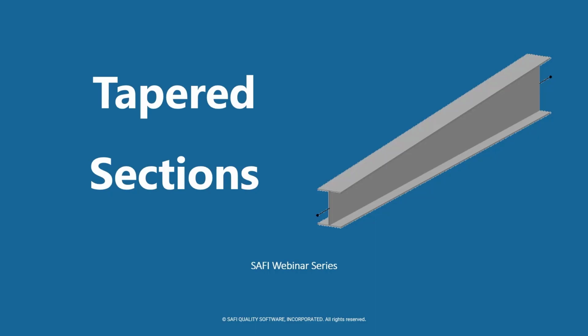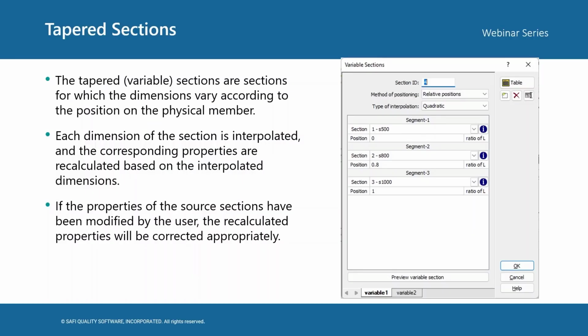In this video, we are going to have an overview of tapered sections. Tapered sections are sections for which the dimensions vary according to the position of the physical member. Each dimension of the section is interpolated and the corresponding properties are recalculated based on the interpolated dimensions. If the properties of the source sections have been modified by the user, the recalculated properties will be corrected appropriately.